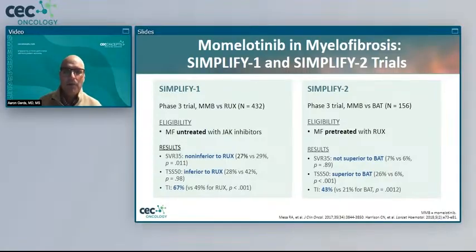In Simplify-2, momelotinib was compared to best available therapy in patients who were previously treated with ruxolitinib. In that study, momelotinib was not superior to best available therapy in SVR35. And this was largely thought to be due to there being no washout period. So say someone was on ruxolitinib on day 0, they would take the ruxolitinib. On day 1, they would take the momelotinib. There was no chance, if there was a partial response from the ruxolitinib, for the spleen to grow back to its baseline. So that probably obscured the results for the SVR35 here. But it was superior to best available therapy in terms of symptom improvement. But again, transfusion independence rates were much better for momelotinib than best available therapy.